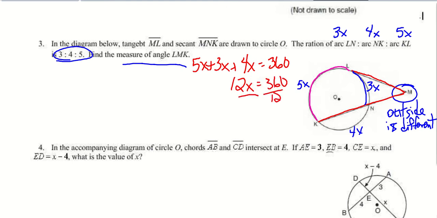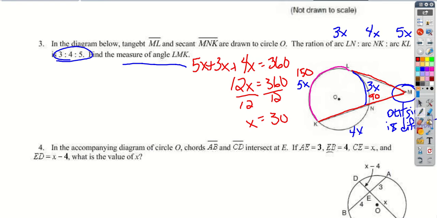And so when we divide by 12, we're going to get x is equal to 30. And then when we plug in, 5 times 30 is 150. 3 times 30 is 90. And so now I can figure out the measure of angle M.